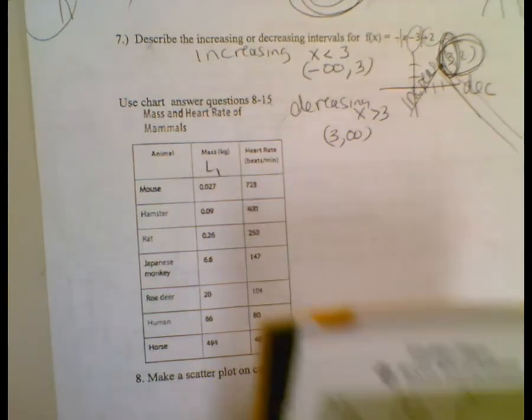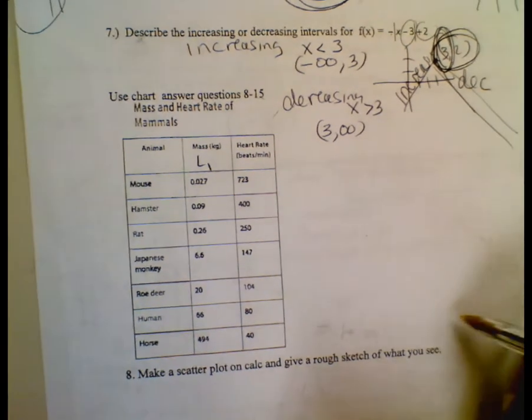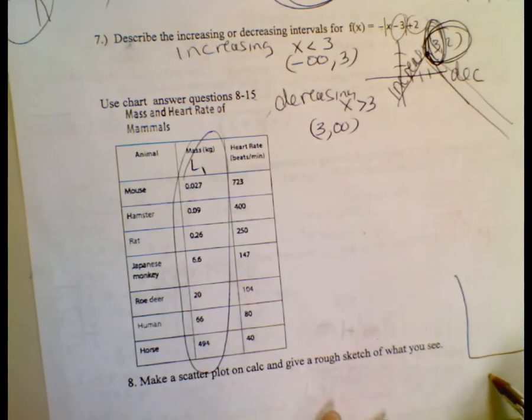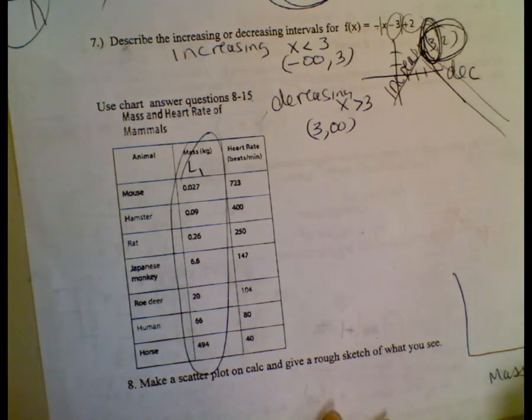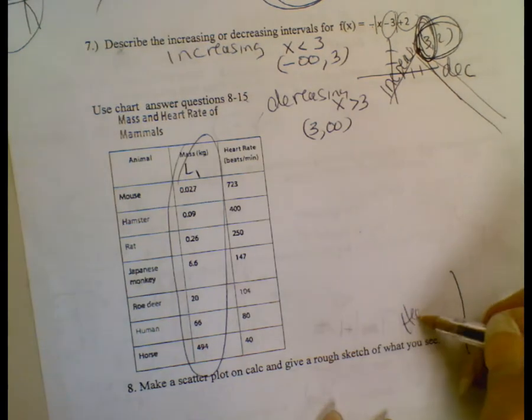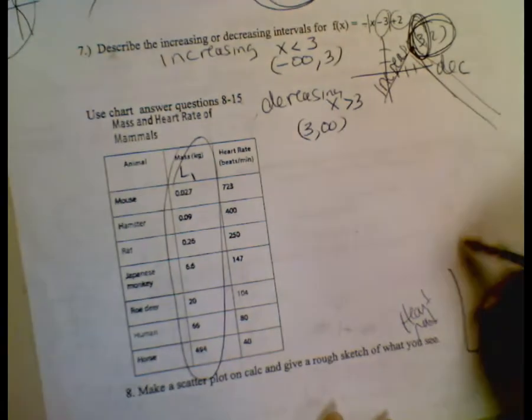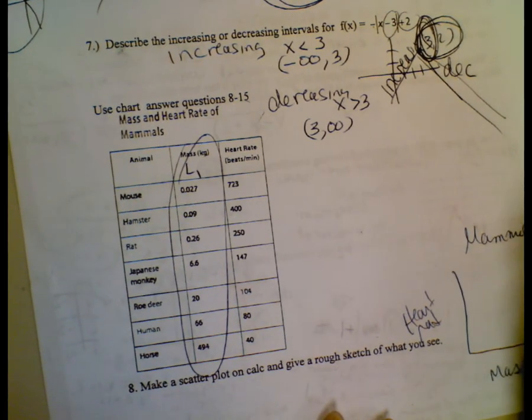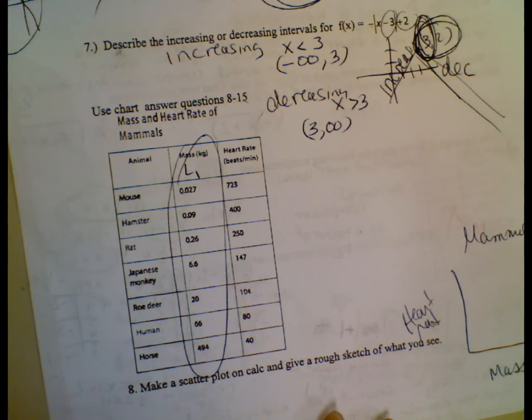Okay, so we're going to make a scatter plot. To make a scatter plot, see what you see. First of all, mass is my independent variable. So this is the mass in kilograms. This is the heart rate. Mammals, heart rate versus mass, or mass versus heart rate, if you want to title it.